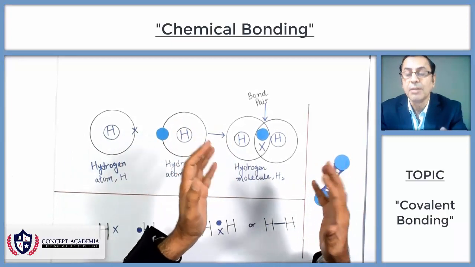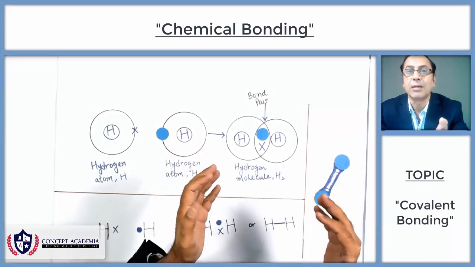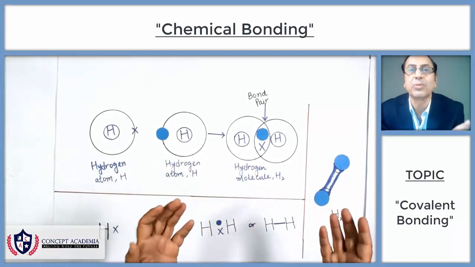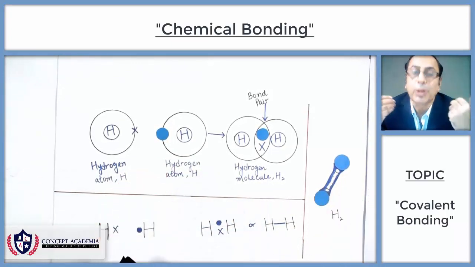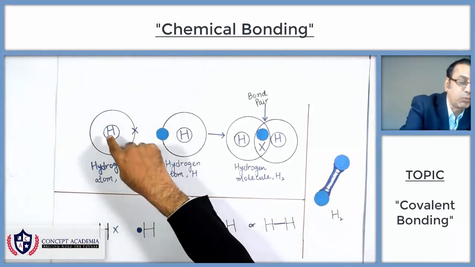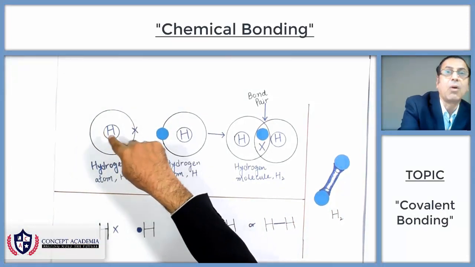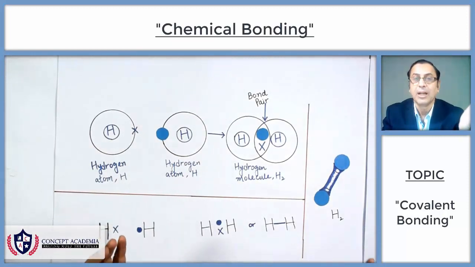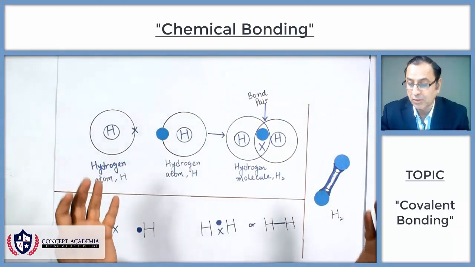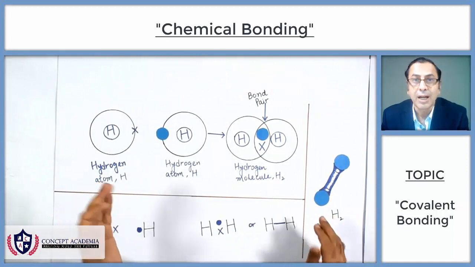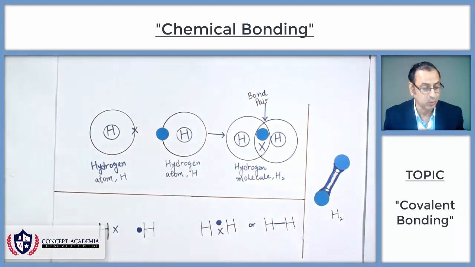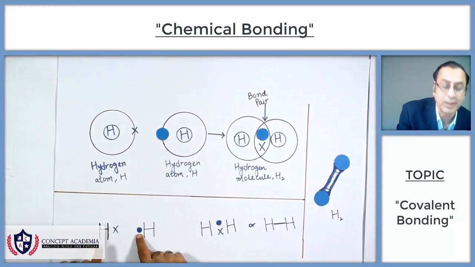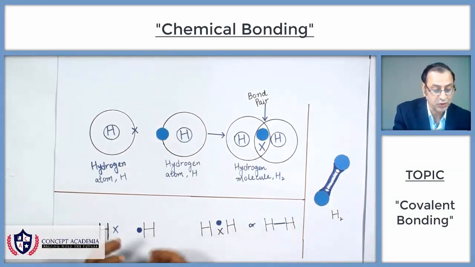A molecule has more than 1 nucleus. So if there is more than 1 nucleus, it is a molecule. But if it has only 1 nucleus, it is called an atom. So we have got the hydrogen molecule because it is H2. We can also show it this way: this hydrogen has 1 electron and this hydrogen has 1 electron, so there is a mutual sharing of electrons.